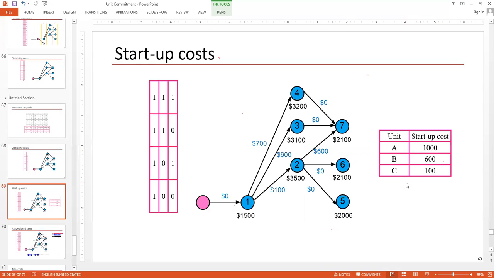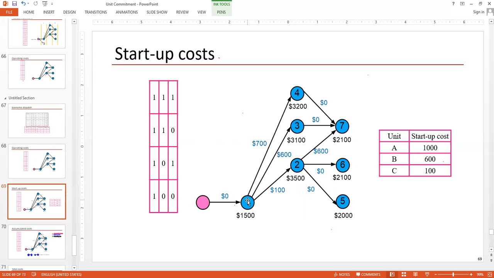Okay, so from initial status 100, we are remaining at 100. So we are not actually starting any new units for this transition from initial status to node number 1. That's why the startup cost here is 0. Okay. Next, what we have to do, let's check from 1 to 4.